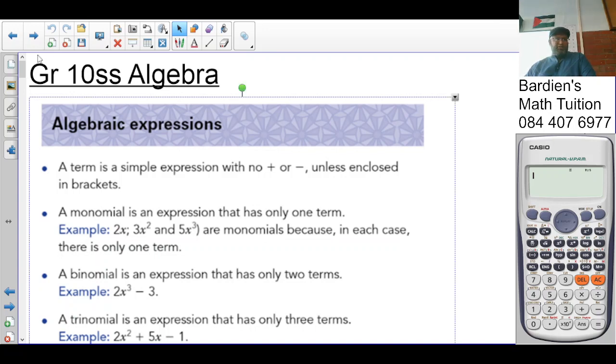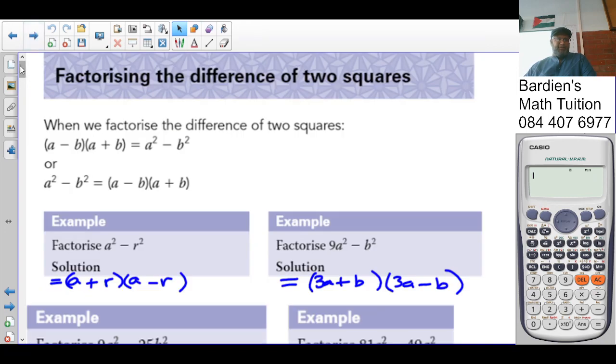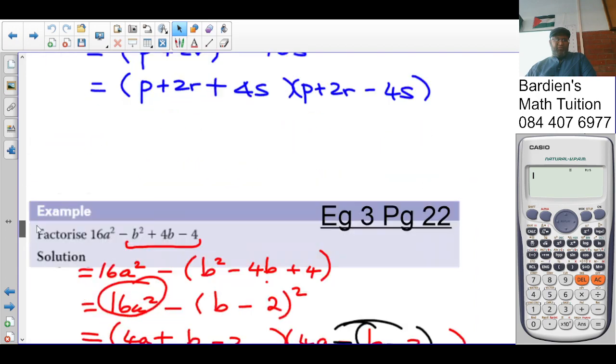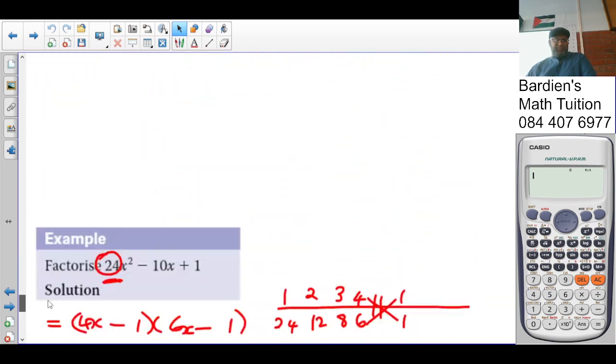Okay, good morning class. So at this point we're looking at factorization. We're still busy with factorization and we're looking at the examples.